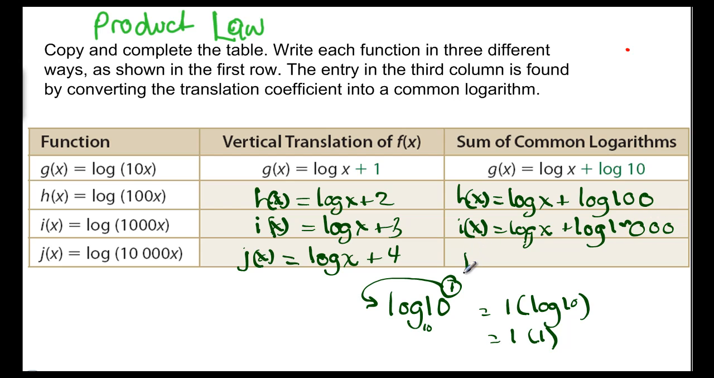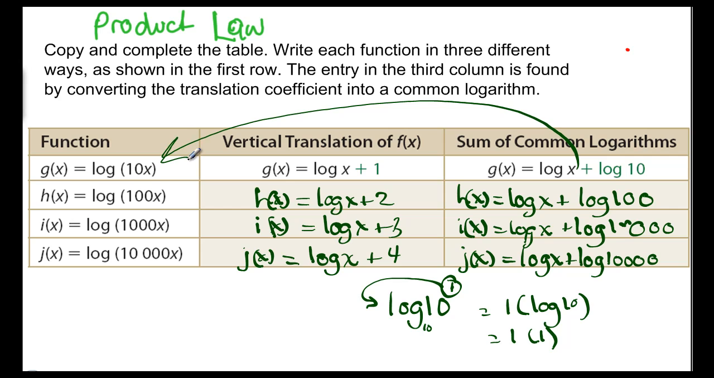And finally, j at x is equal to the log of x plus the log of 10,000. And as you can see, we can represent them both as logs, but we can break them apart. And this is really the product law.